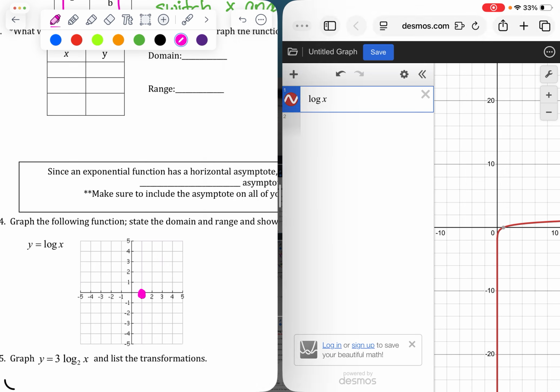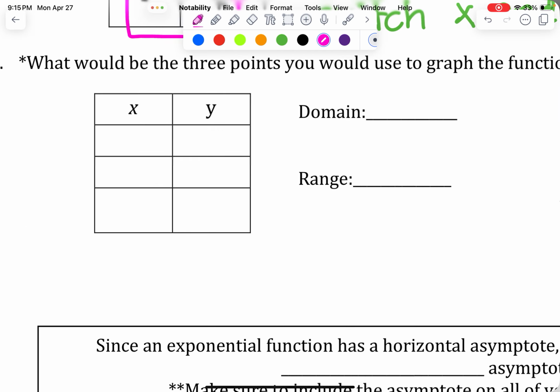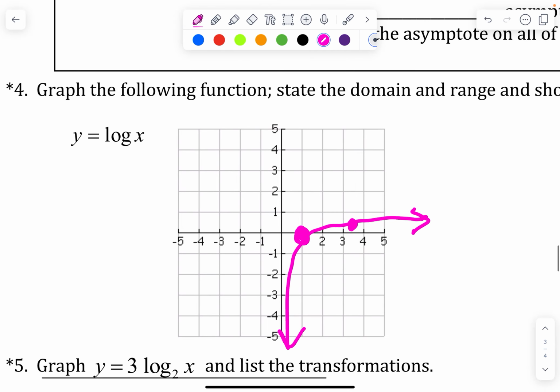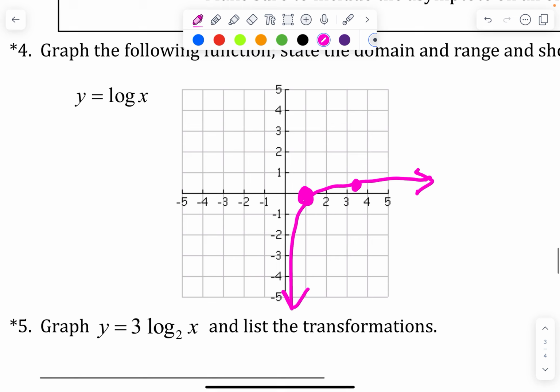So you can put anything with a base 10 into Desmos. So if on this one above it, I'm going to pretend you couldn't put it in Desmos because first off, it's a base 2. So what I'm going to do first is take this and write it without the word log. So that would be 2 to the y power equals x. So I'm going to convert it to exponential now.